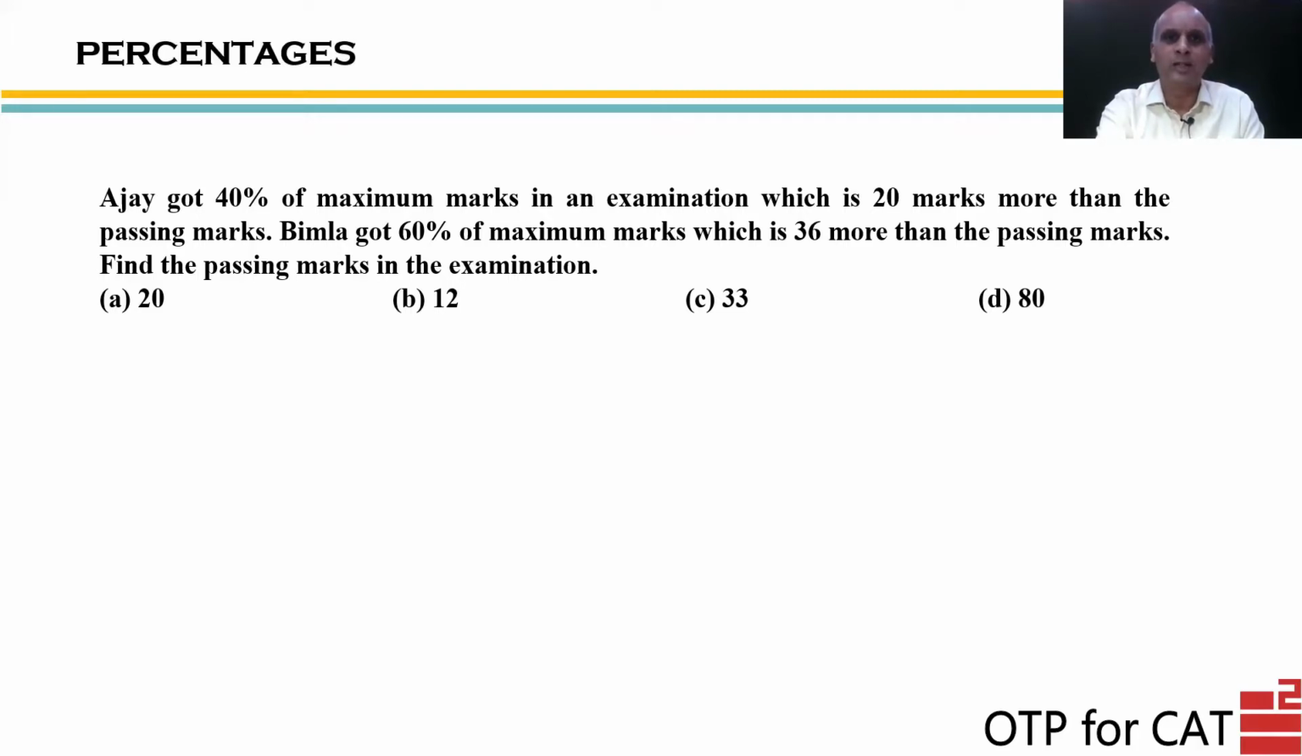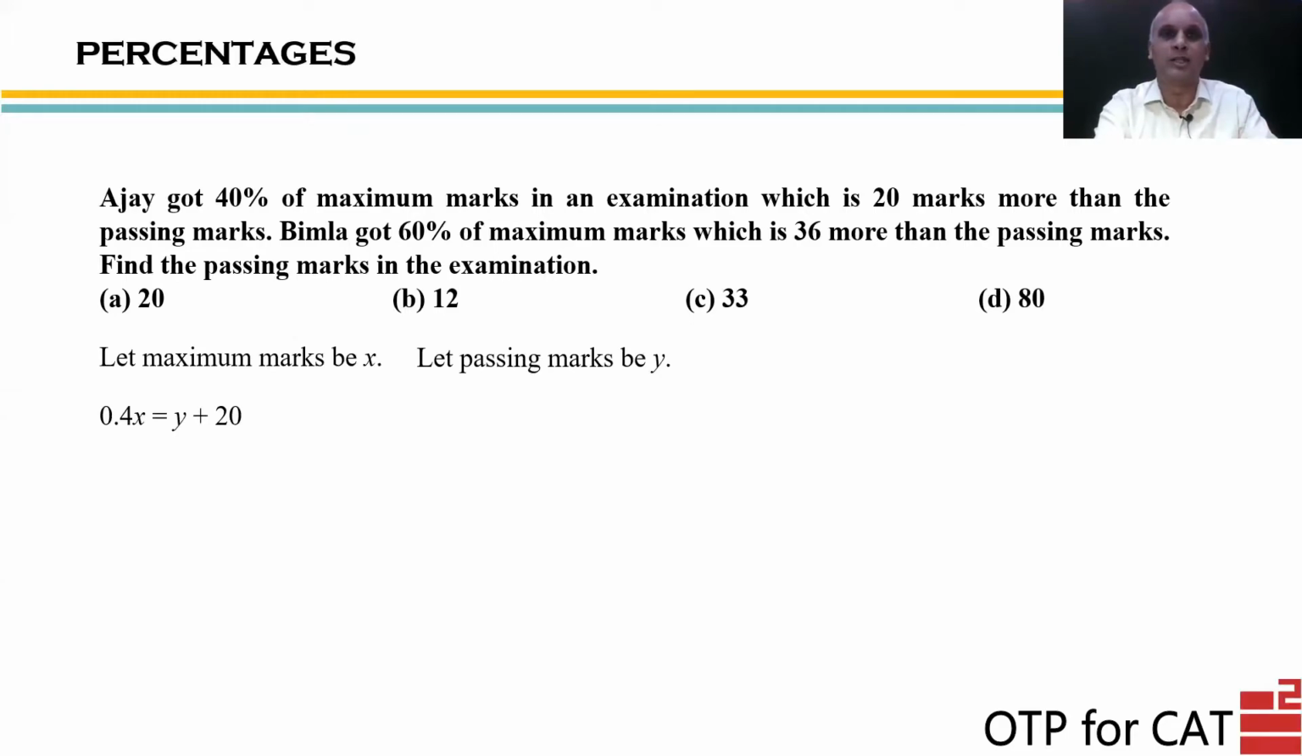Now here we have two unknowns. Maximum marks we don't know, and passing marks, of course, we don't know. That's what we have to find out. So let us say maximum marks is X, and also let us say that passing marks is Y. So from the two information points, we can generate two equations. If I go by the conventional method, I will get 0.4x is equal to y plus 20, because it says 20 marks more than the passing marks. Similarly, 0.6x will be y plus 36.